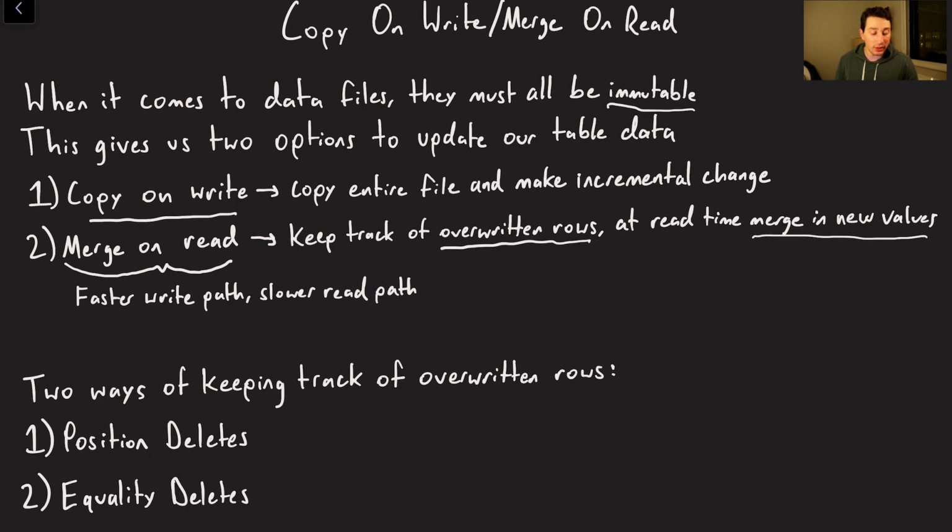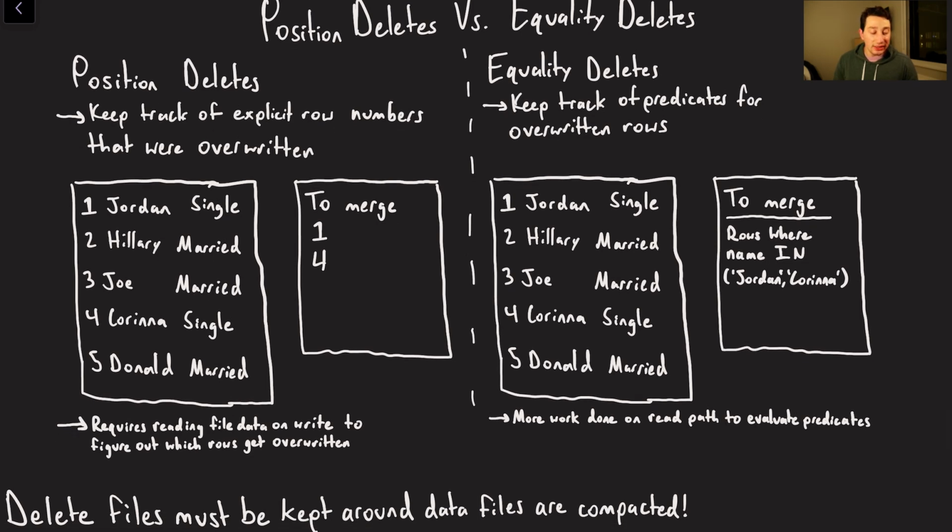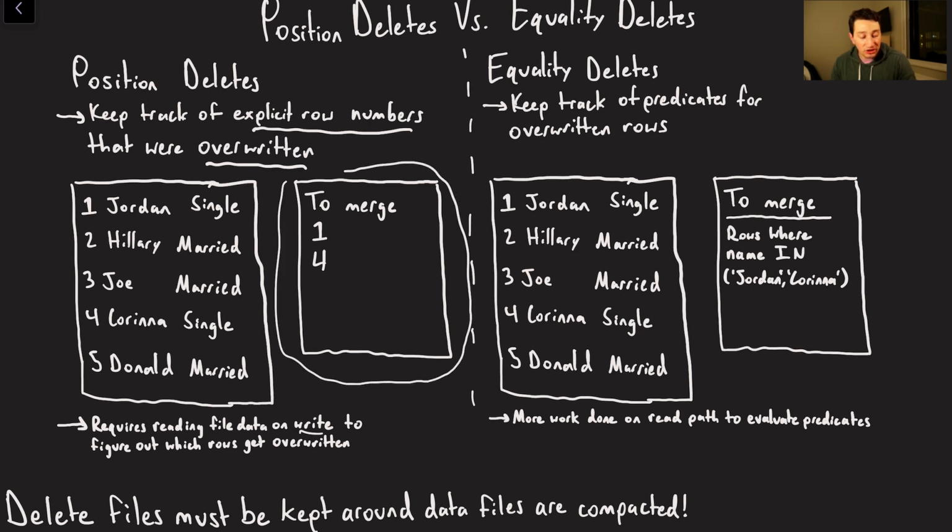So the question becomes, how do we actually keep track of these overwritten rows? Iceberg supports two ways of doing so. One is going to be position deletes, one is going to be called equality deletes. In position deletes, we basically take all of our explicit row numbers, or perhaps more accurately the addresses on disk, that were actually overwritten. The way that we would do that is, as we write data, we have to read the file that contains the old row that's being overwritten, and then we keep that in some supplemental position delete file, right?